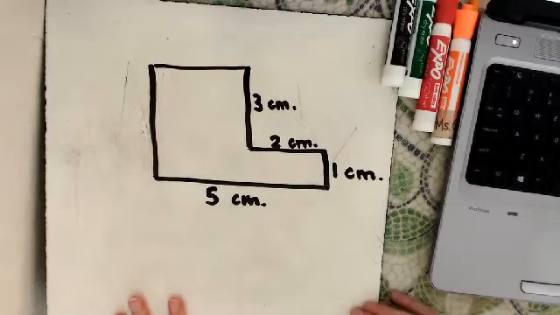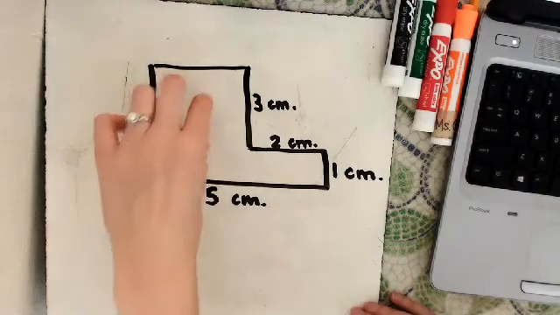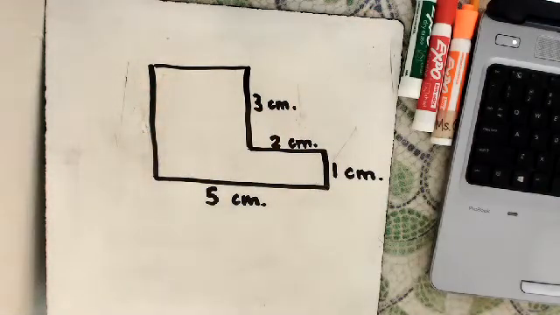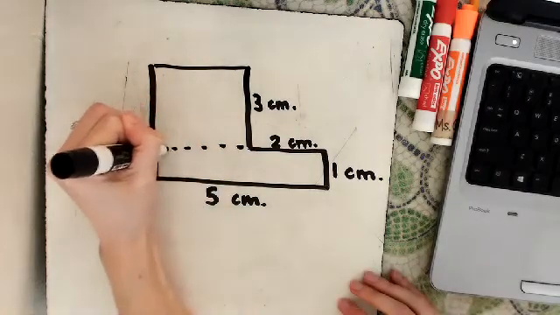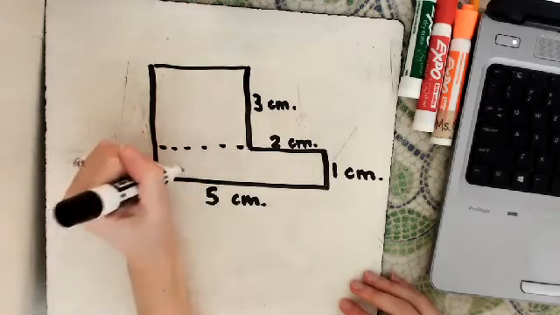You can see here it's not just a simple rectangle or a simple square, it's actually kind of a square and a rectangle smushed together. So you might be able to see an imaginary line here that divides this shape into a square and a rectangle.